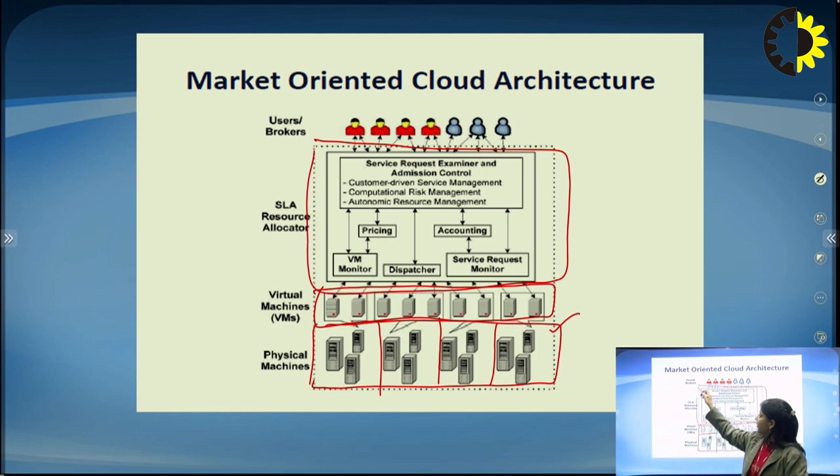So what is the purpose of this resource allocator? This is the main part of this diagram, in which the resource allocator has the service request examiner and the admission control, means there is a kind of administrator there, and this administrator has the different service management like customer driven service management, computational risk management and autonomic resource management. So we are going to combine or make a federation of these services.